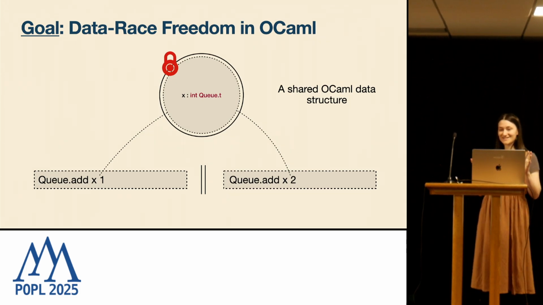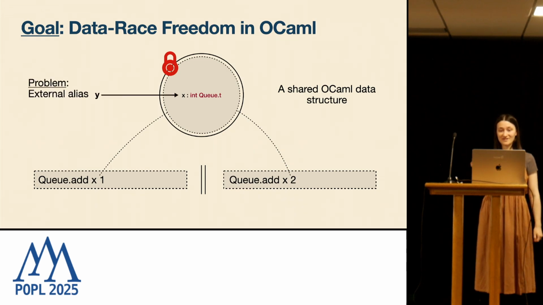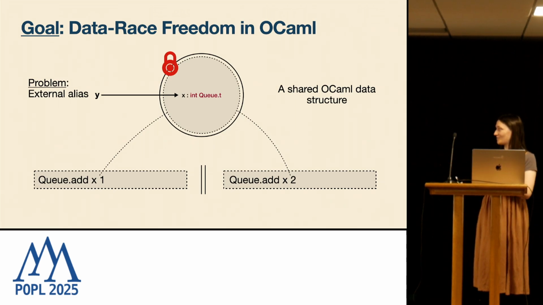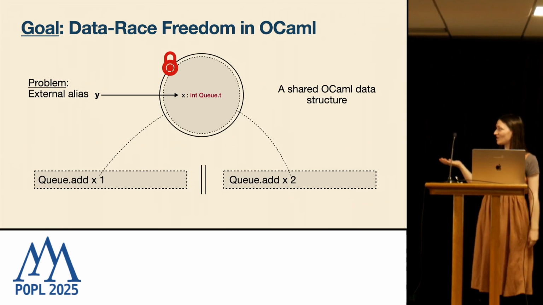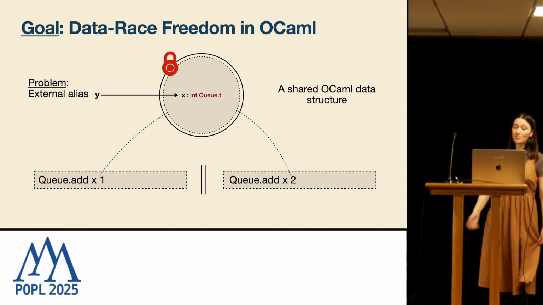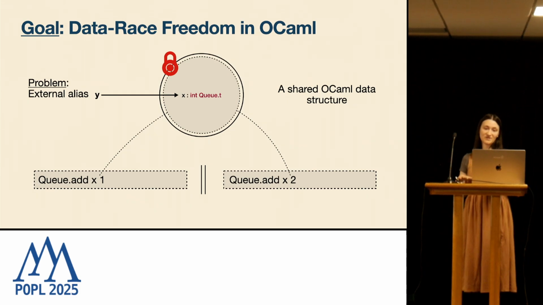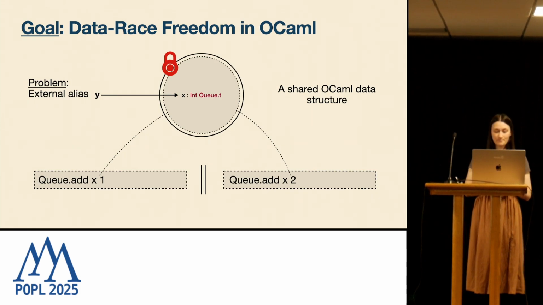But the problem is this is still not enough. And the reason is, in languages like OCaml, you can freely alias any memory cell. So it's entirely possible to create this external alias y pointing to x, and thus circumventing the protections guaranteed by the lock.